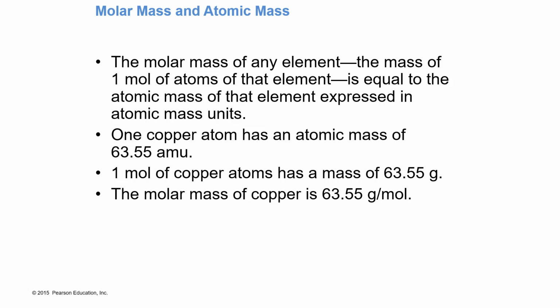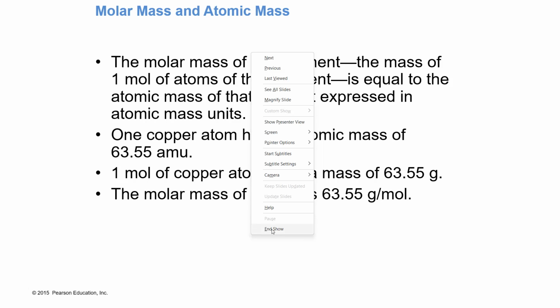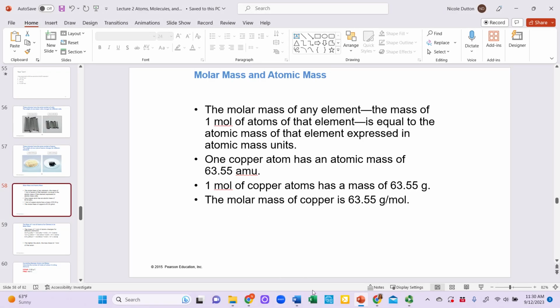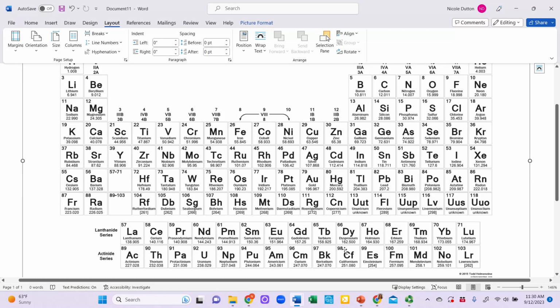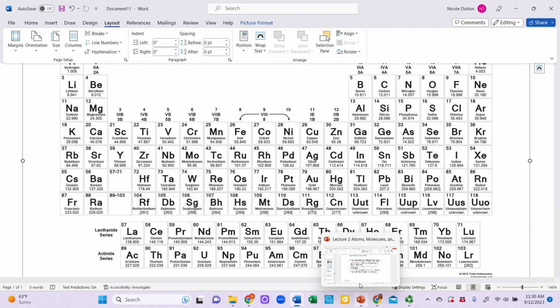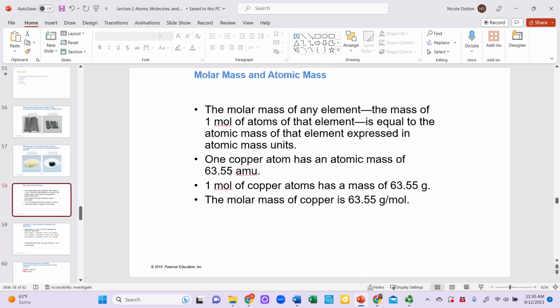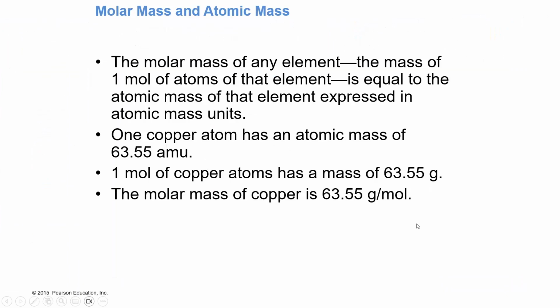So 1 copper atom has an atomic mass of 63.55 AMU. Where does that number come from? We go back to the periodic table. We find copper on here, and Cu is right here, 63.546, which can be rounded to 63.55. So 63.55, right on the periodic table. 1 mole of copper atoms has a mass of 63.55 grams. The molar mass of copper is thus 63.55 grams per 1 mole.